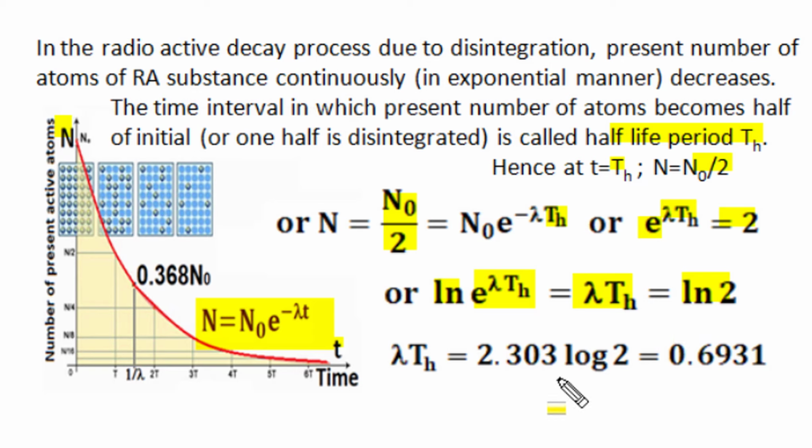Now natural log 2 can be converted into log with base 10 using natural log 10, and natural log 10 is 2.303. So the product of decay constant and half-life, with log 2 value equal to 0.3010, becomes, after multiplication by 2.303, 0.6931, and we can remember it: 1 3 is 3, 3 3s are 9, and 3 2s are 6. This value is roughly near to 0.7, and it is 0.6931. So the product of decay constant and half-life is constant, and its value is natural log 2 or 0.693.